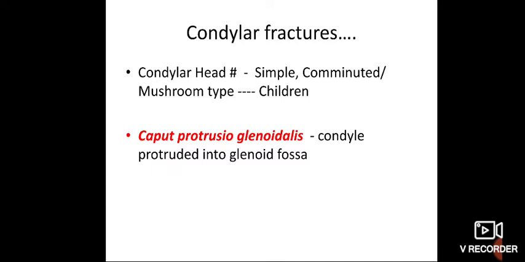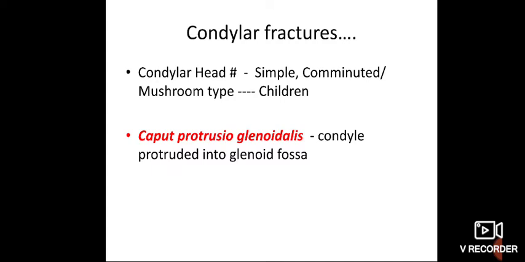In condylar head fractures, you can have a simple fracture, a comminuted fracture, or a mushroom type fracture, which is commonly seen in children. Another condition, an entrance exam question, is caput protrusio glenoidalis, a condyle which has protruded into the glenoid fossa. Due to the impact on the chin, the condyles, instead of yielding at the neck, transmit the force to the articulating disc and the articulating fossa, the glenoid fossa.